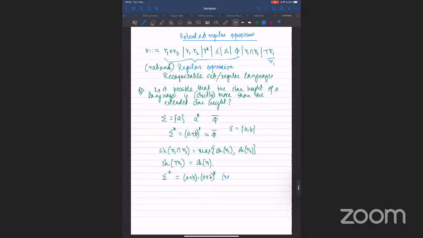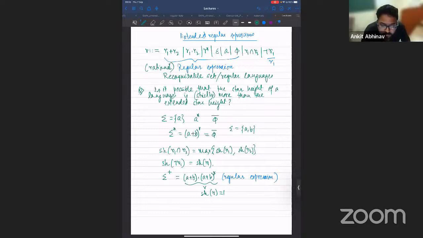Now, if I have to use an extended regular expression, what is the star height of this expression? Suppose this is R, then the star height of R here is 1. If I consider an extended regular expression, what is the star height of that? I can write A plus B in terms of intersection and complement, so it should be A complement intersection B complement, overall whole complement, and dot phi complement.